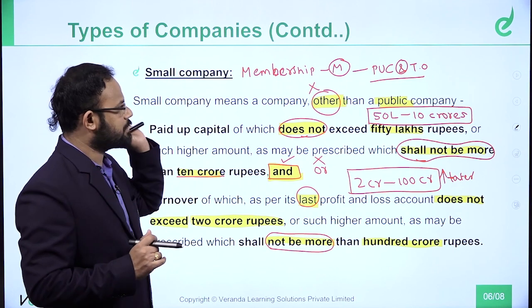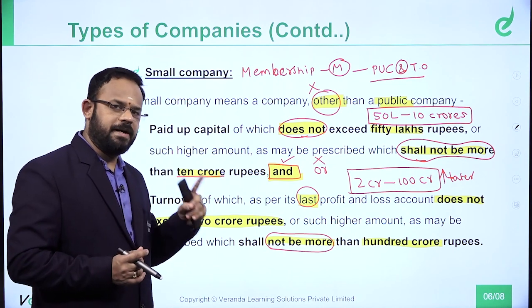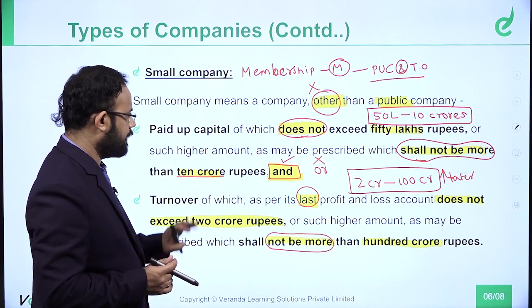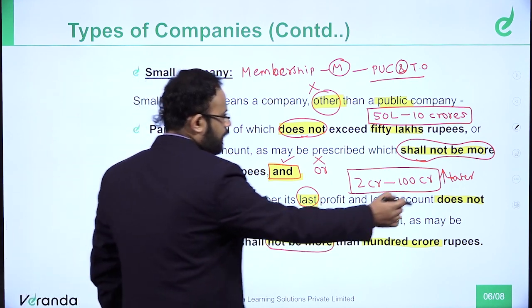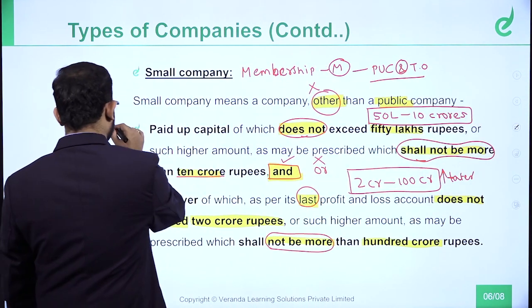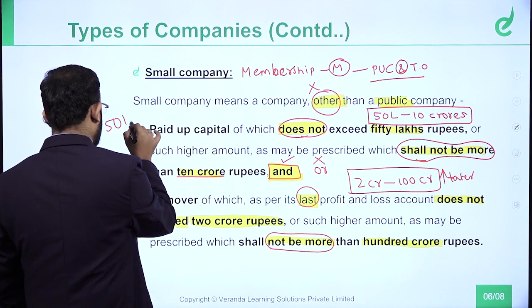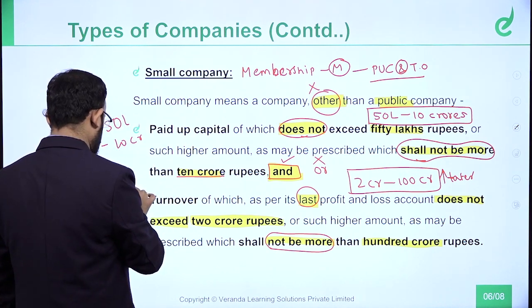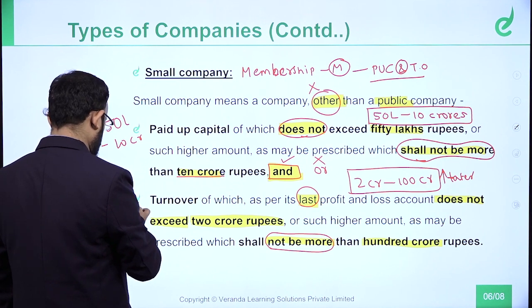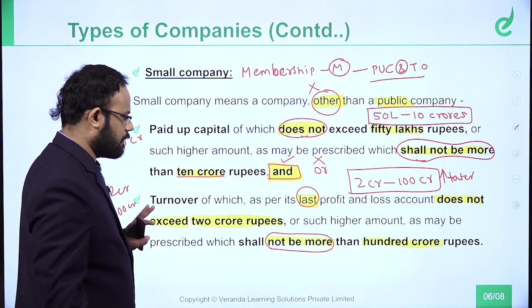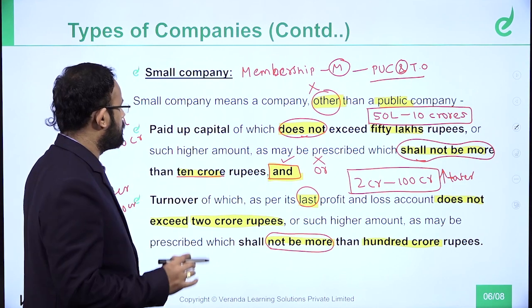Small company is based on membership. It will consider paid up capital and turnover. Limit is very clear. Are we clear? Yes. So, what am I doing? I am quickly writing this again because they may ask you this. 50 lakhs, 10 crores. 2 crores, 100 crores. So, this is what you should remember and make it really strong. Are we clear? So, this is your small company.